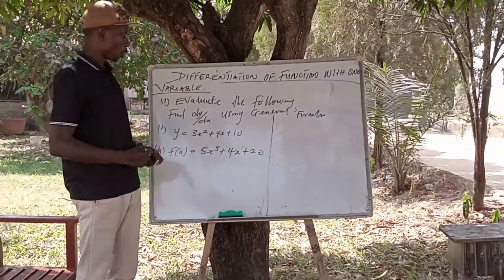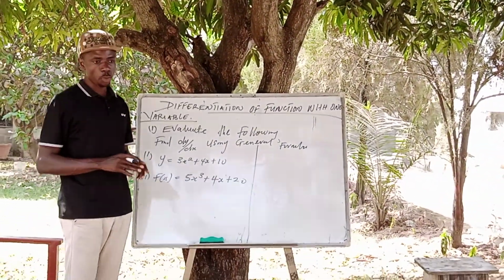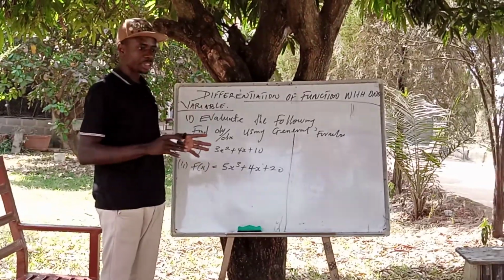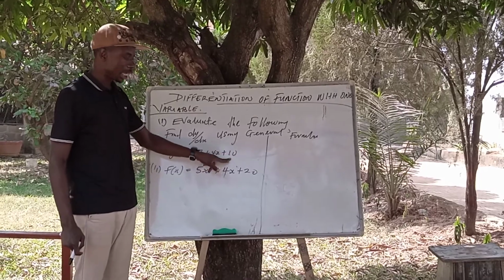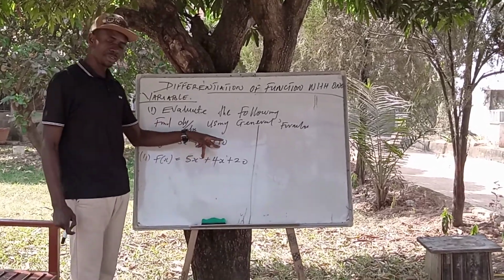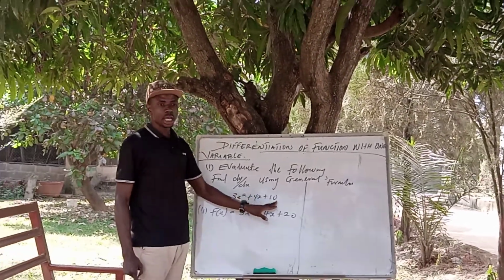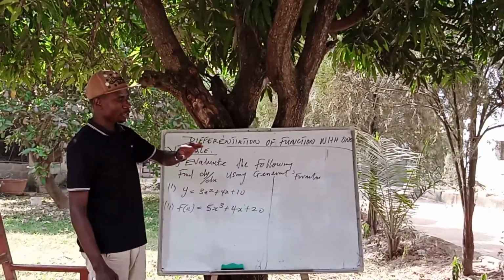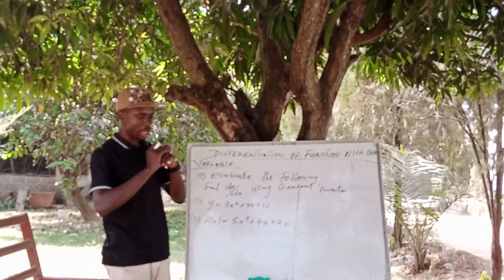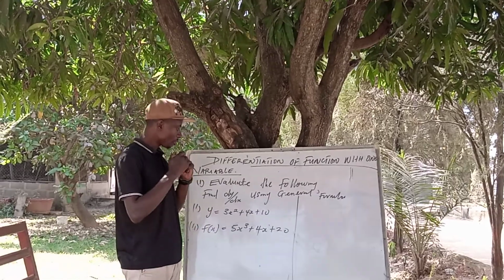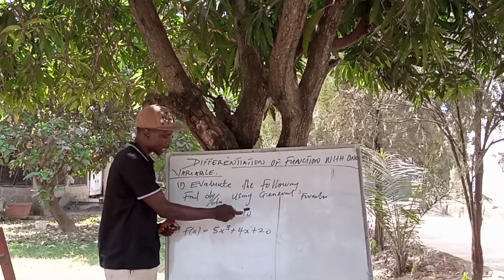Take note that the differentiation of any given constant number is equal to 0. Here the constant number is 10, and the differentiation of any constant number is 0. A constant number means any number that does not contain a variable. For example, if I ask what is dy/dx of 10, 10 is a constant number, and the answer is 0.